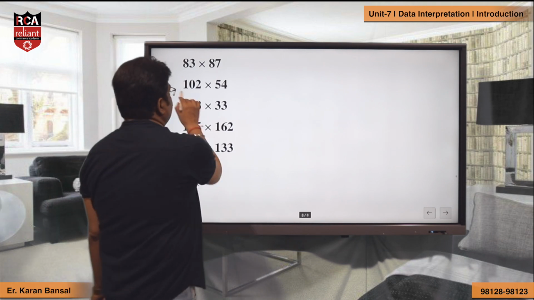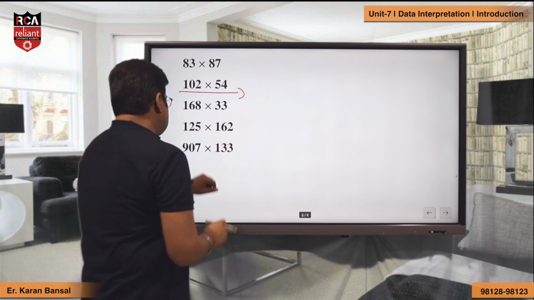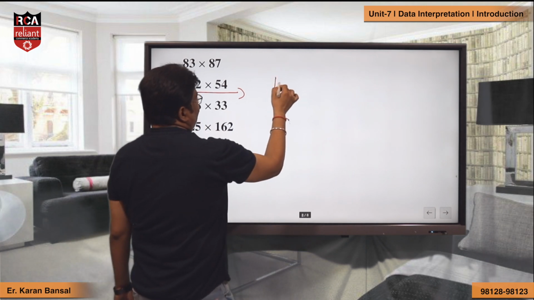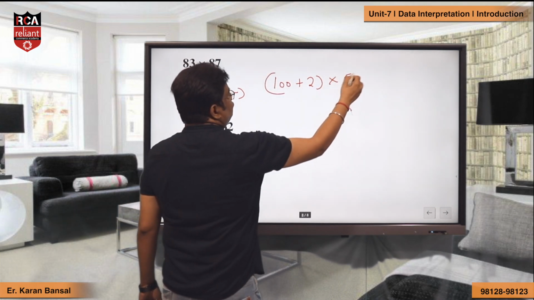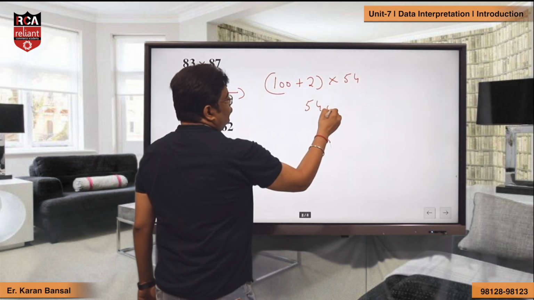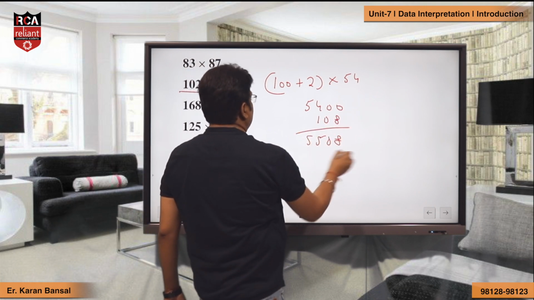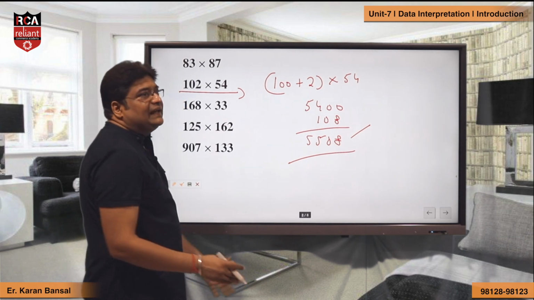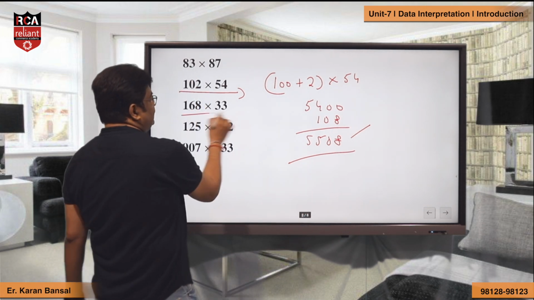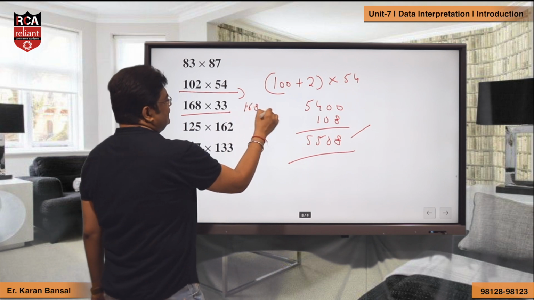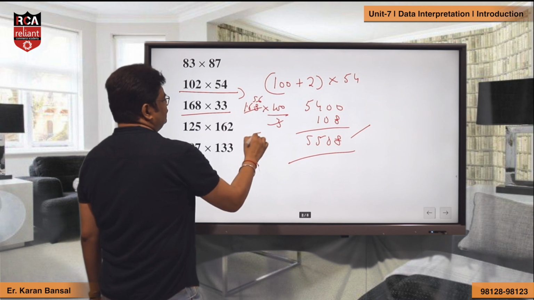102 into 54. So guys, whenever you have to multiply with a number close to 100, you break it like this. So 54 into 100 is 5400, into 2 is 108, your answer is 5508. Similarly 199, 200 minus 1 and so on, alright. 168 into 33, you know this, guys. 33 is 100 by 3 approximate, 5600 is the answer.